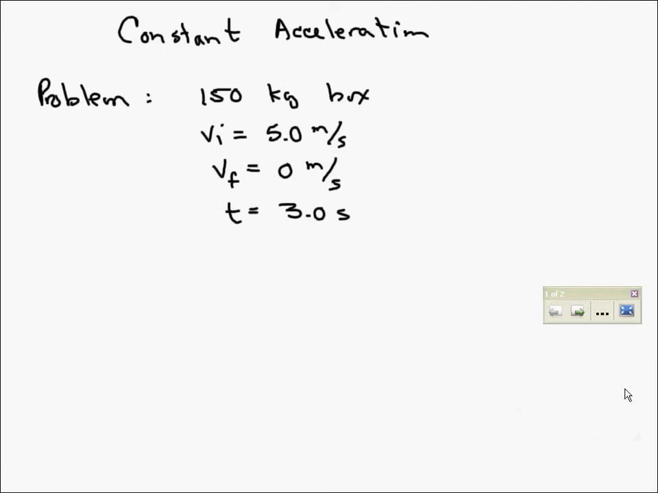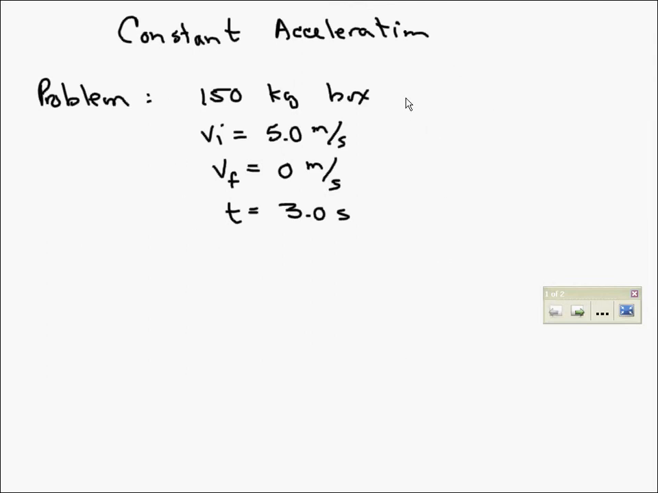Okay, our first problem today is about a box sliding off a truck in front of you, and it slides to a stop in 3 seconds under constant negative acceleration. We want to know three things: the acceleration of the box, the average velocity of the box, and how far it slides in that 3 seconds. So, I've listed the variables for you.